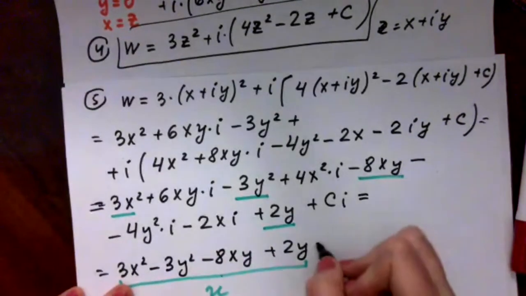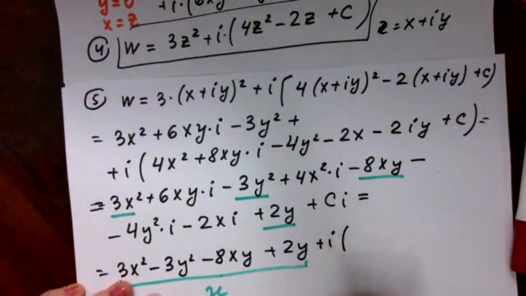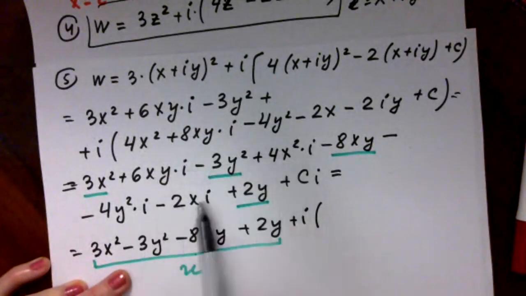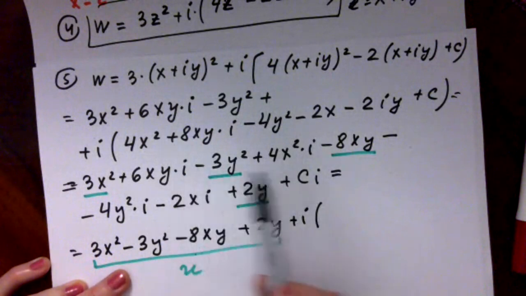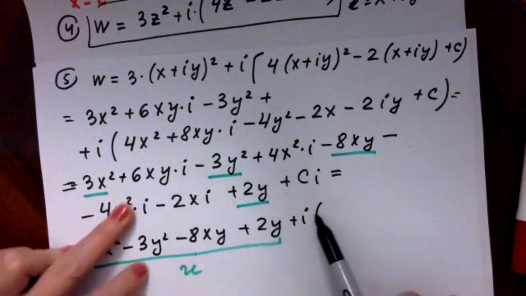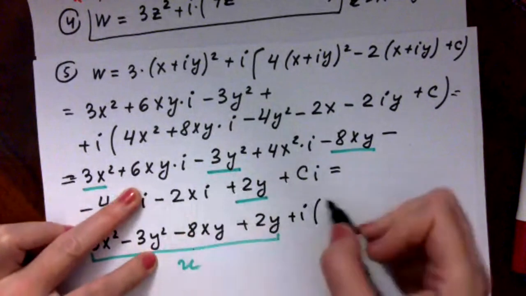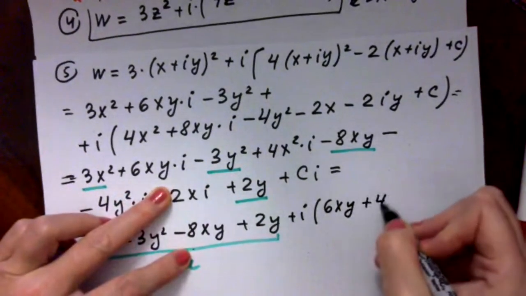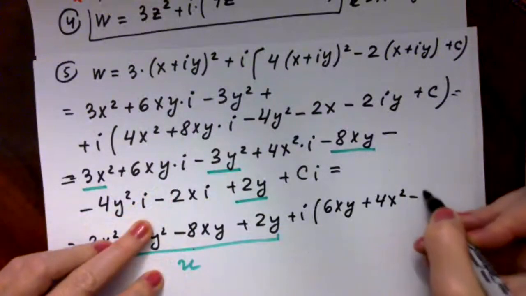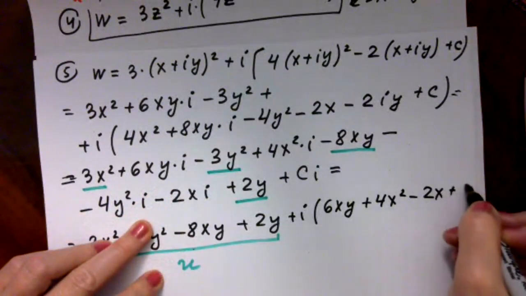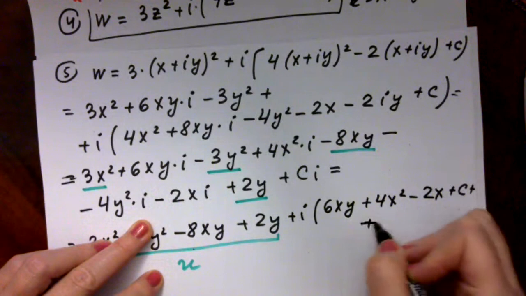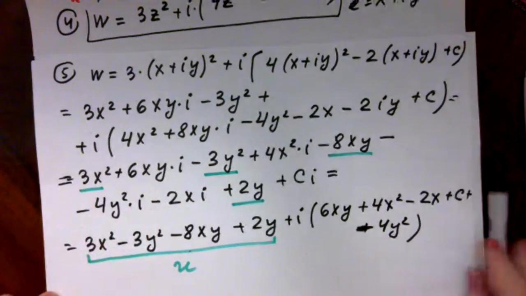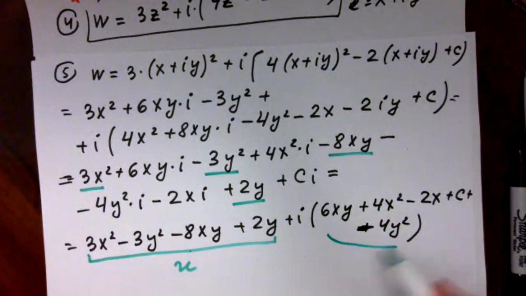But we should press on. We should check v as well. So as for the remaining terms, 1, 2, 3, 4, 5 terms, they all have this factor I in common. So I should be factored out, of course. And now we write the remaining things very carefully. Plus 4x squared minus 2x and plus c, and I missed one term, minus 4y squared. So this should give us v.